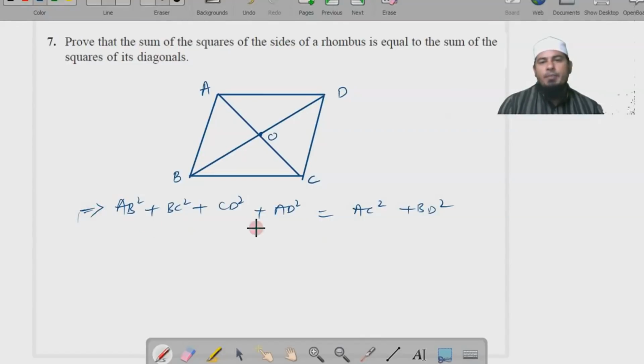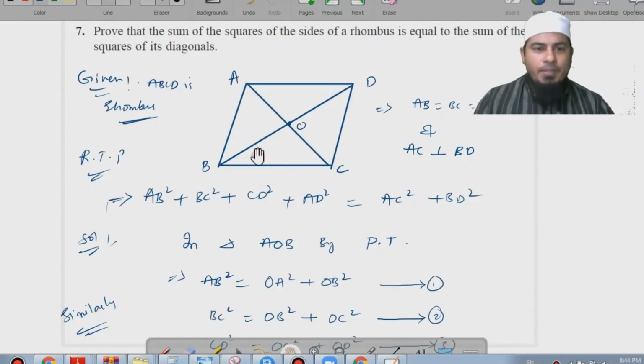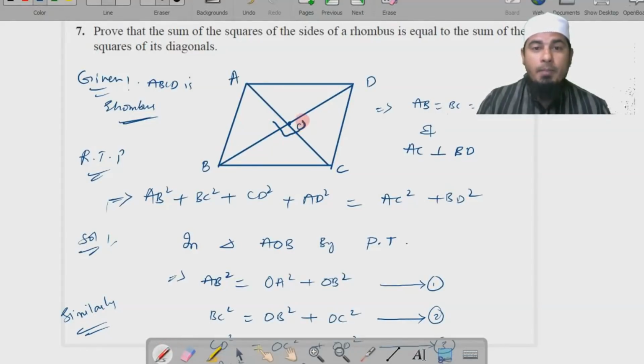Whenever we get this type of statement, we have to take the LHS, work it out with the help of Pythagoras theorem, and simplify whatever we get to reach the RHS. Let us try this question now. Let us see this diagram. Here AB square, BC square, CD square and AD square we get by applying Pythagoras theorem in triangle AOB, because here the diagonals are perpendicular to each other. Why? Diagonals of a rhombus are perpendicular bisectors of each other. Therefore, we can apply the right angle Pythagoras theorem in triangle AOB.